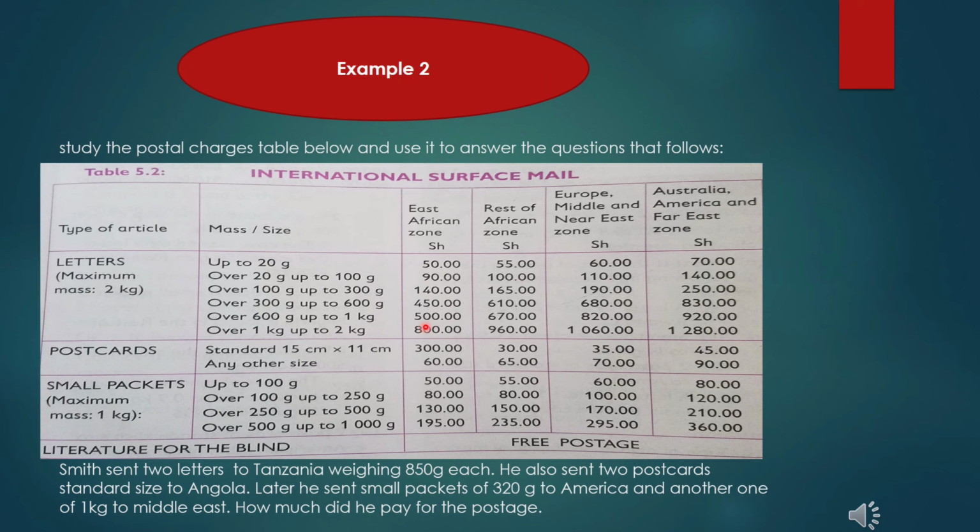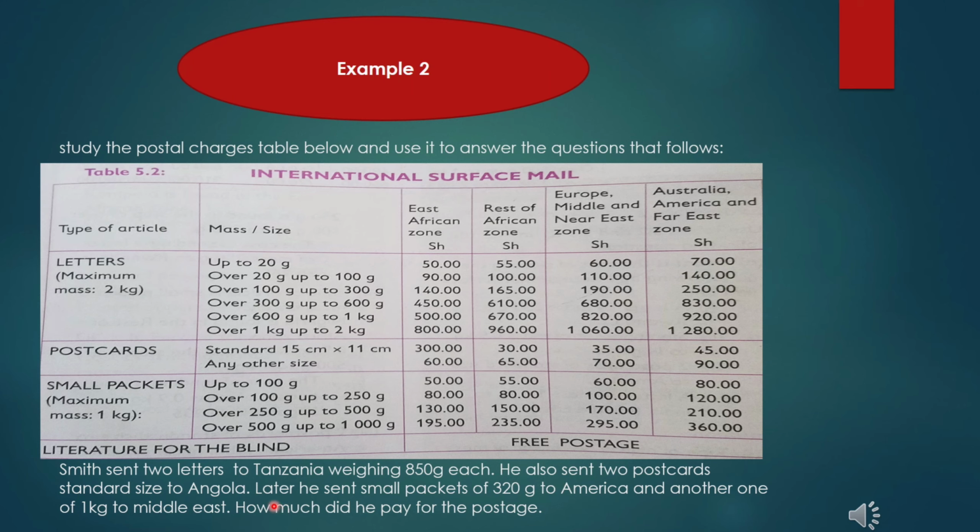He also sent 2 postcards. A postcard, which is 15 centimeters by 11 centimeters, is 30 shillings on the rest of Africa zone. Why? Because Angola is the rest of Africa zone. It is not within East Africa, but it is part of the Africa zone. So that is also 30 times 2.